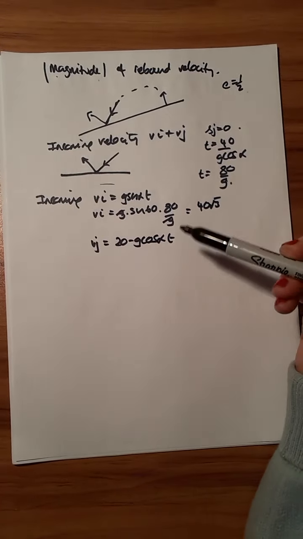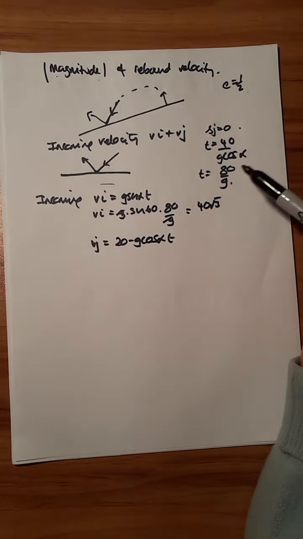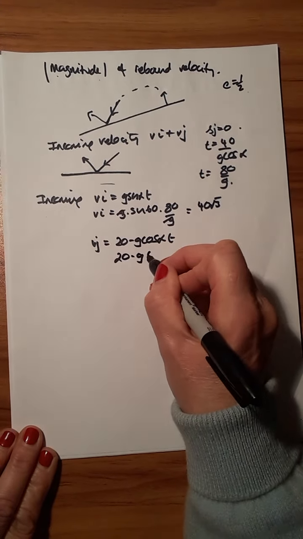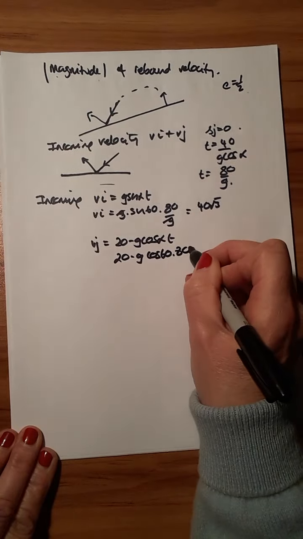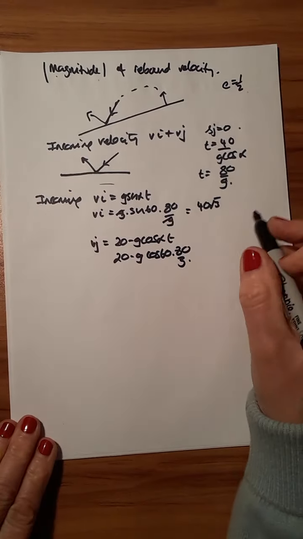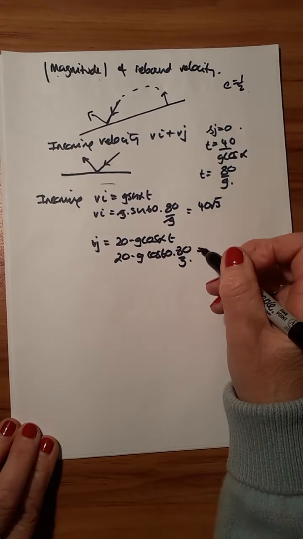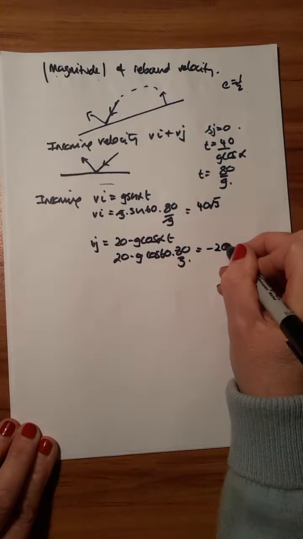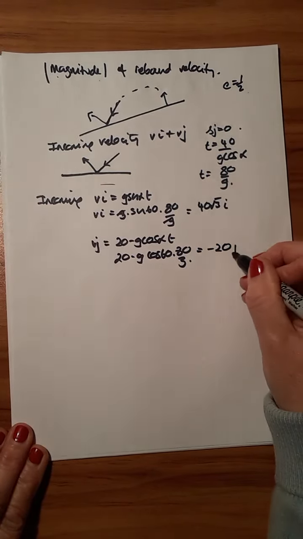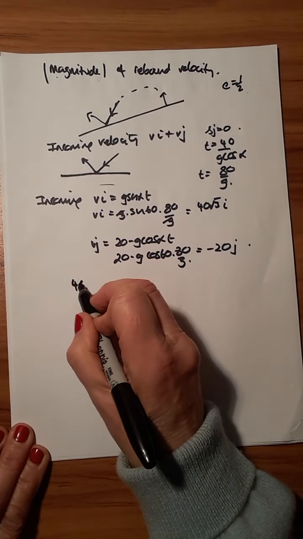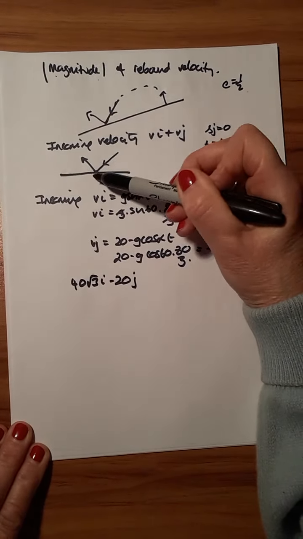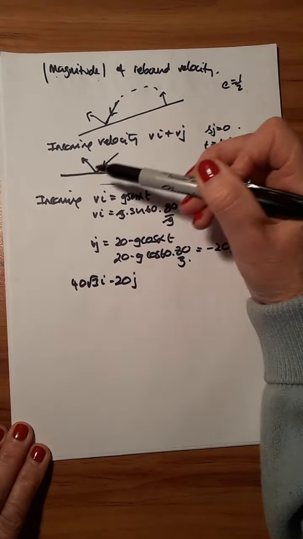Of course, the alpha is 60, and I know the t is 80 over g. So this becomes 20 minus g cos 60, which is a half, by 80 over g. Those g's will cancel. That's a half, that's 40. So 20 minus 40 is going to be equal to minus 20. Okay, so my i component for the velocity is 40 root 3 and the j component is minus 20. So my incoming velocity, 40 root 3i minus 20j. So that's the velocity with which it strikes the plane, and then it rebounds.